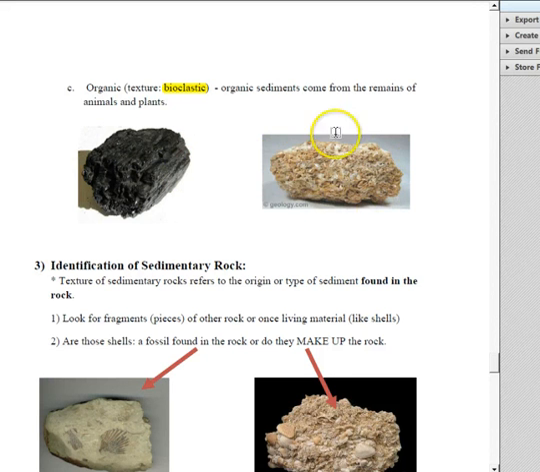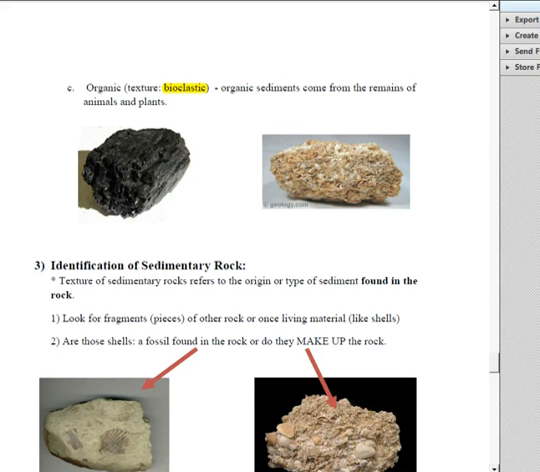Over here you'll see a limestone. If you look closely, you can see little shells in there. So this would happen in a warm, shallow sea. Corals, any kind of shell-like marine animal is going to die, and those hard parts are going to compact and cement together to form this rock.